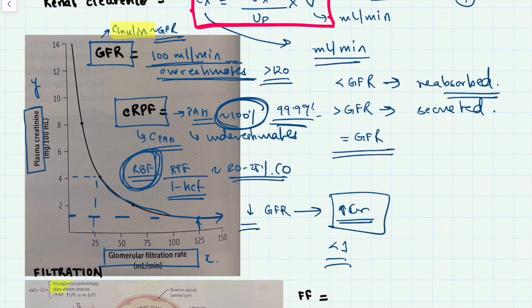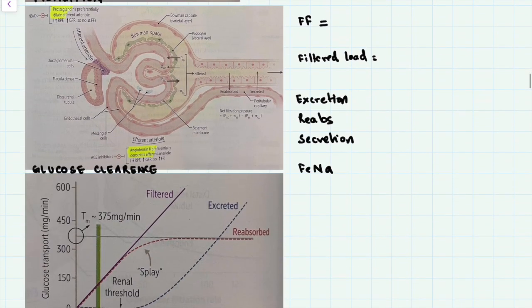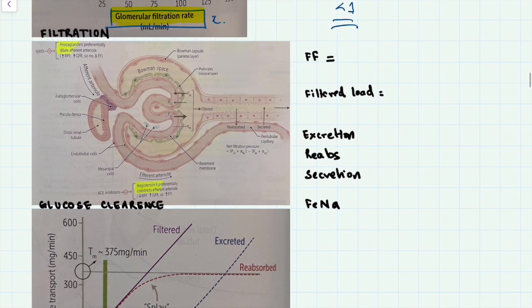So remember, inulin clearance is GFR, which overestimates the GFR, and this is the graph between plasma creatinine and the GFR, which is very useful in wards, right, that the GFR decrease would lead to an increase in plasma creatinine, while the effective renal plasma flow would be estimated by the clearance of para-aminohippuric acid, and it slightly underestimates the true renal plasma flow. Next, talking about filtration.